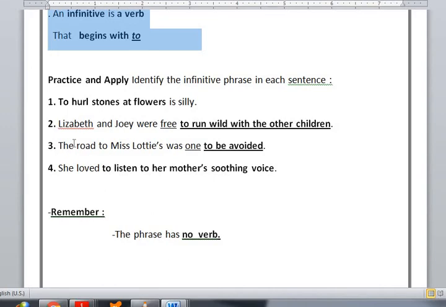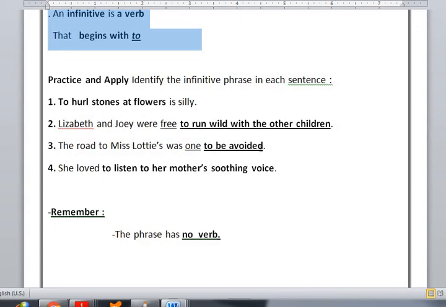Number 3. The route to Miss Lotus was one to be avoided. Is there any to? Yes, the route to. But is Miss Lotus a verb? No. It is not to plus infinitive. It is to plus noun, so not this one. Move on: was one to be avoided. Yes, this is to plus infinitive, not a normal verb. Not to is, not to are, not to avoiding, not to avoided. It is to be, the base verb, the original form of the verb.